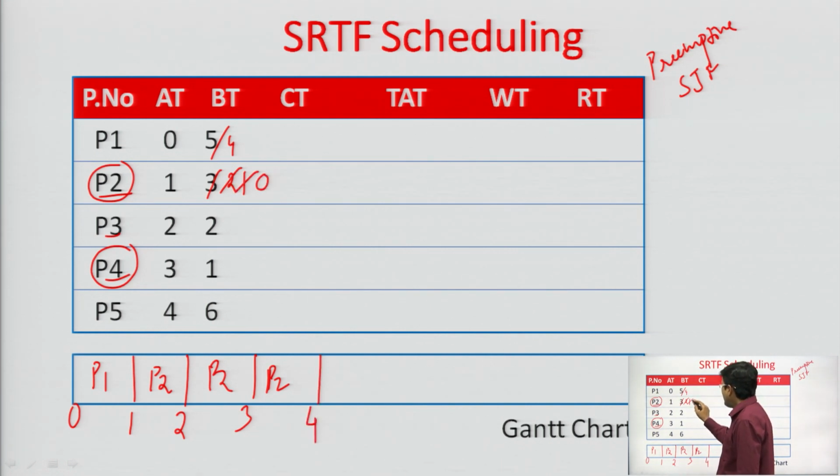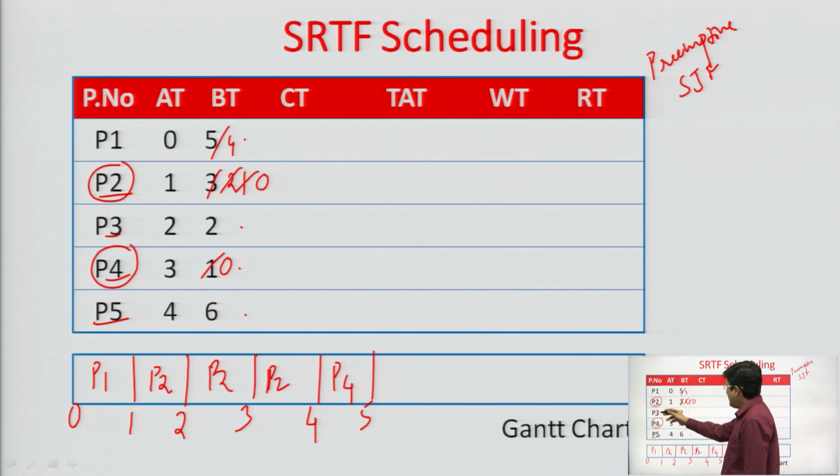It has only 1 unit of time left to execute. Now, once P2 has finished, at time 4 the P5 process has also arrived. Now, we have 4 processes in the system: P1, P3, P4 and P5. P4 has the least burst time. So, let us allocate the CPU to the P4 process. It runs up to 5 units of time in the Gantt chart, and then it finishes.